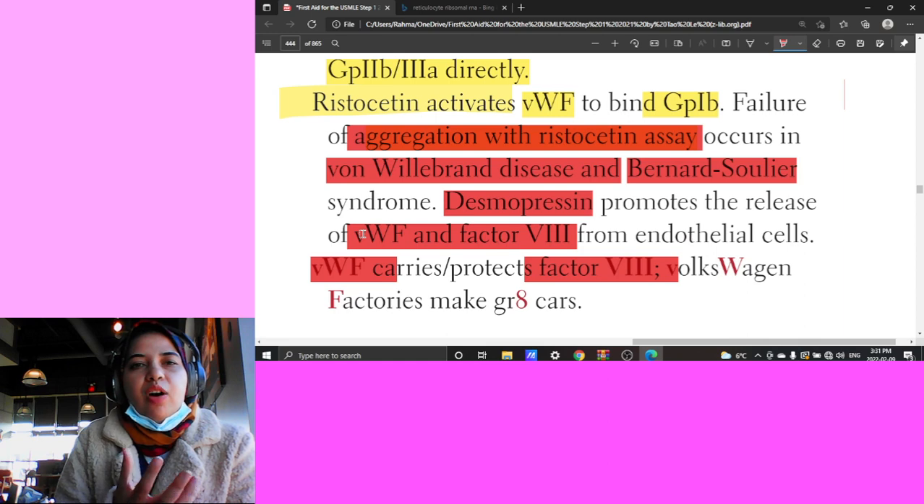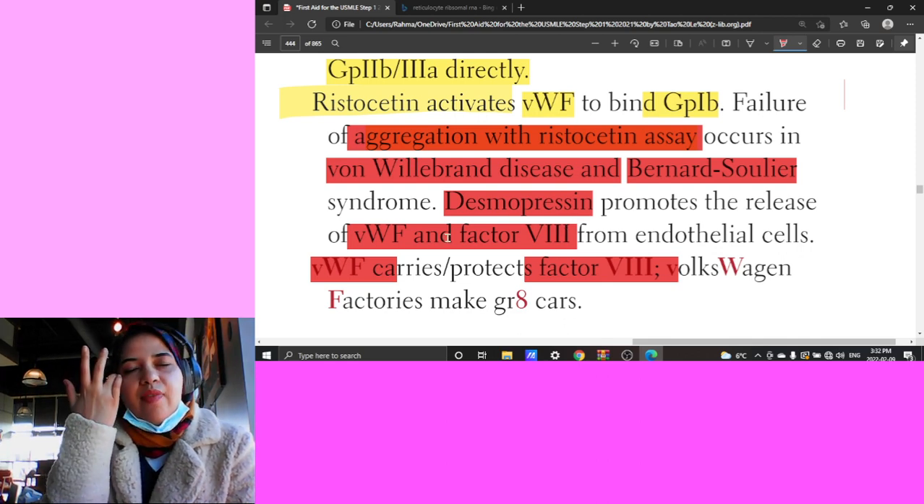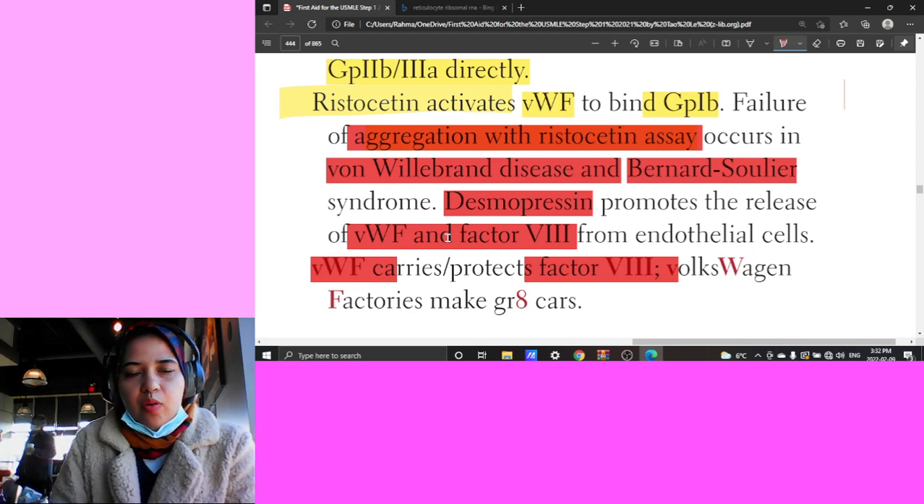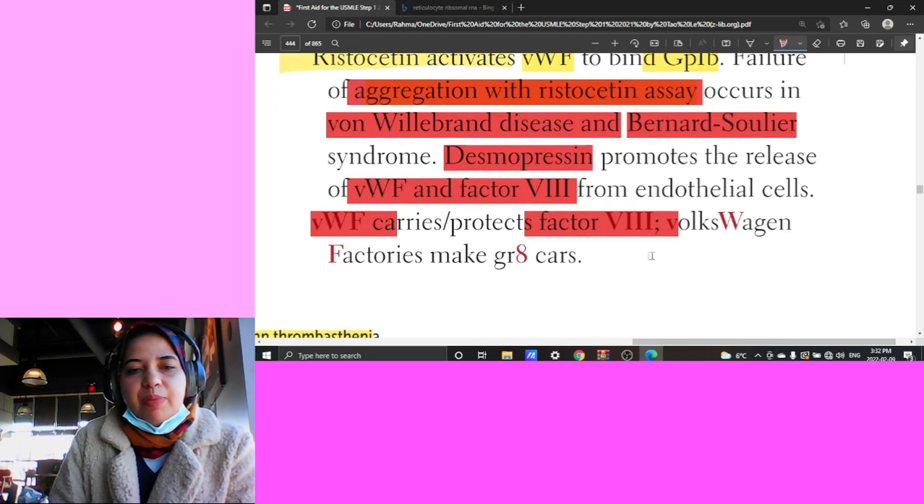And the important thing is that von Willebrand factor carries factor 8. When I think of von Willebrand factor, it's like an older brother carrying factor 8 on his back. So if I have an issue with this von Willebrand factor, I'm going to have a condition where I have an intrinsic pathway defect of the coagulation system. So that's very important to keep in mind.